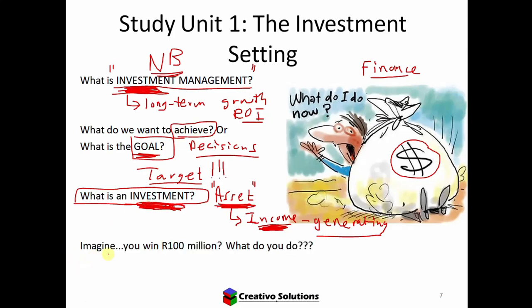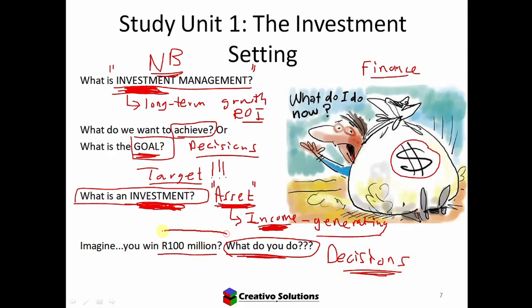So the final question is, if you had to win, let's say, a huge amount of money, if you won 100 million rand, what would you do with it? You've probably heard of some of those horror stories where people win the lotto or they win some sort of jackpot, and within a few years they literally go broke. How is that possible? Well, it all comes down to investment management. In other words, the decisions that we make as individuals, as investment managers.